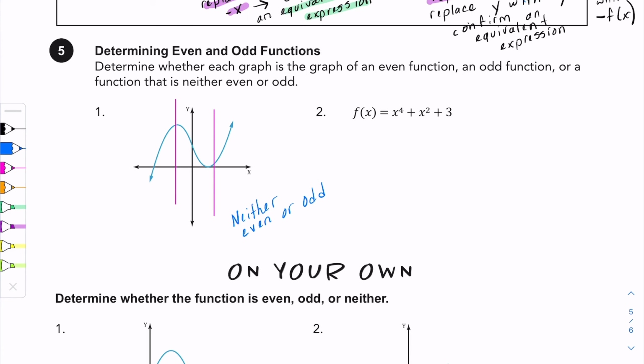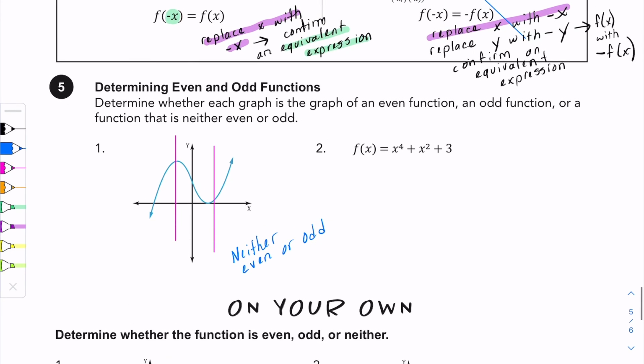And number two is a function. We have f of x is equal to x to the fourth plus x squared plus 3. This function here obviously is algebraic, so I'm going to just replace x with negative x. Remember that set of directions is in both of these. Therefore, this becomes f of negative x equals negative x to the fourth plus negative x squared plus 3.